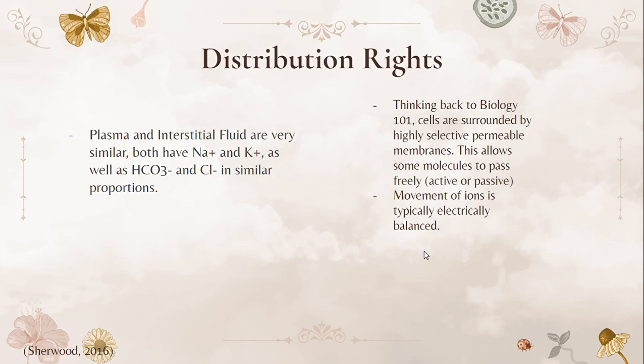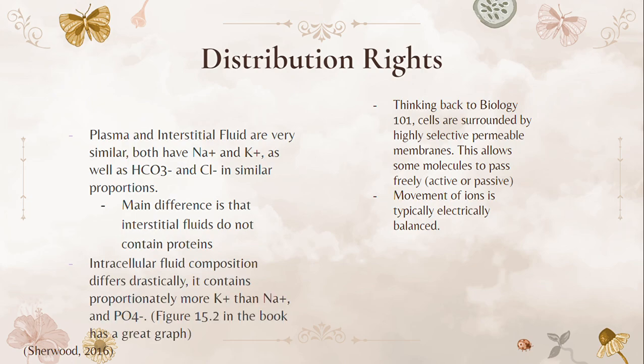Plasma and interstitial fluid actually have very similar compositions. Both have sodium ions and potassium ions for their cations, as well as HCO3 and chlorine as their anions, and they have all of these in very similar proportions to each other. However, the main difference between plasma and interstitial fluid is that interstitial fluids do not contain proteins while plasma does.